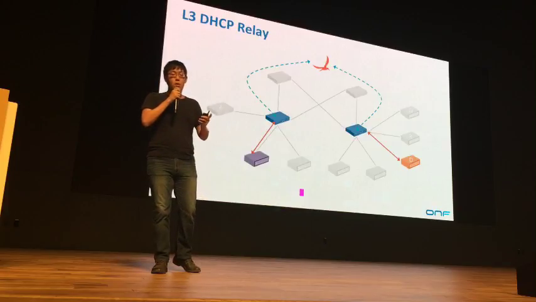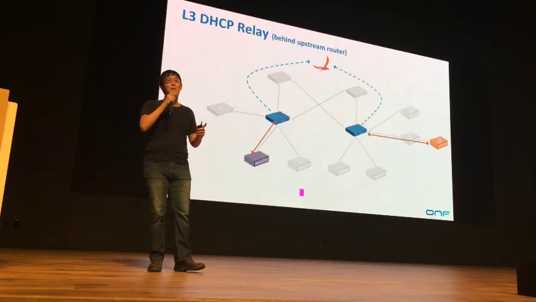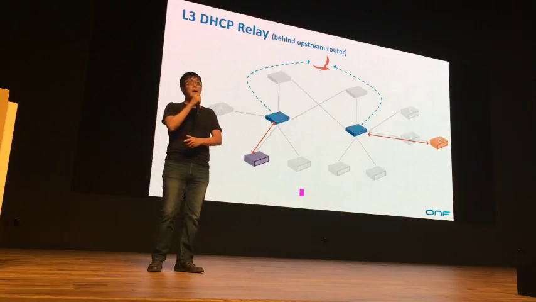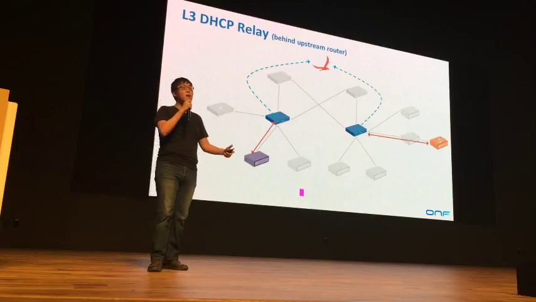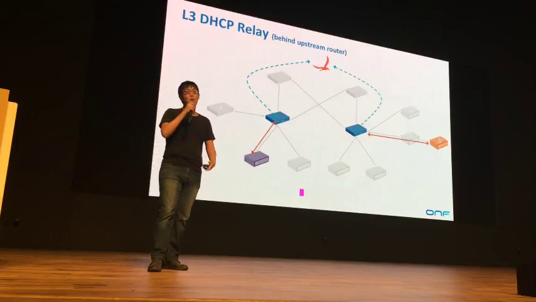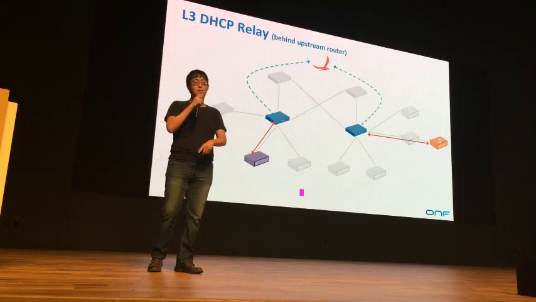It is also possible that we put a DHCP server even behind the upstream router. For example, it can be anywhere in a cloud. Because we use L3 DHCP relay, after it passes ONOS, it will become an L3 unicast routing packet. So as long as we can route that packet, we can deliver that to a DHCP server.